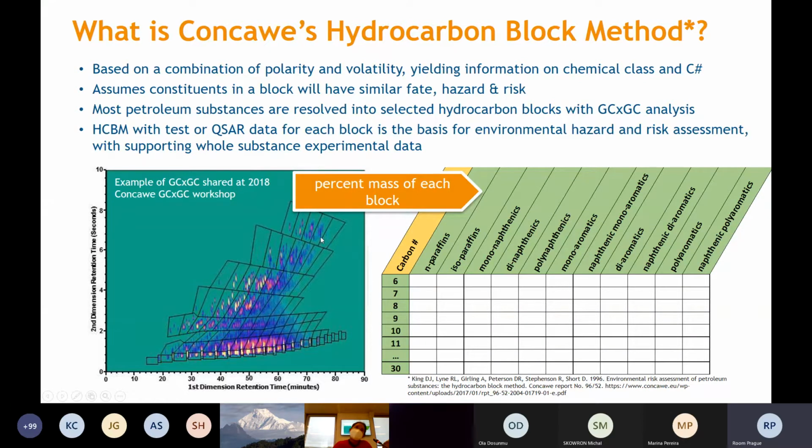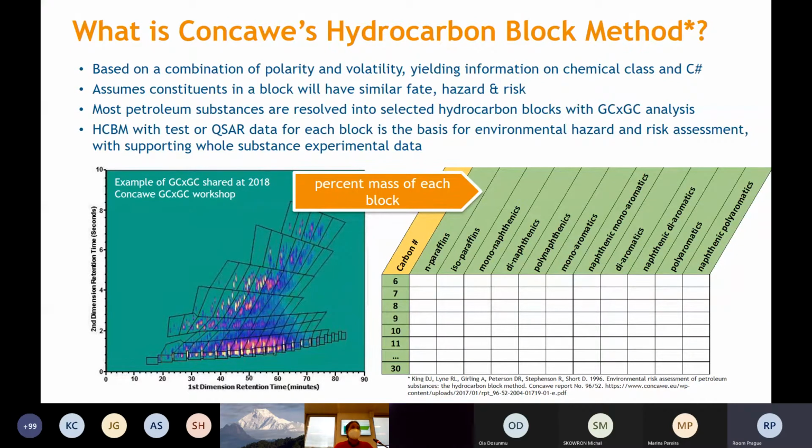The percentage of each block can then be allocated into a chart. So in this case, we are concentrating on, for PBT assessment, carbon numbers C6 to 30, and these chemical classes. This is not everything. Obviously, we've made choices here. It's not things that are lower than C6. It's not constituents that are higher than C30. And that's because we had decided that these were the most relevant for PBT assessment.